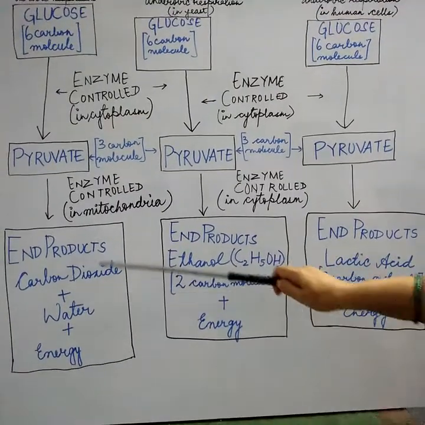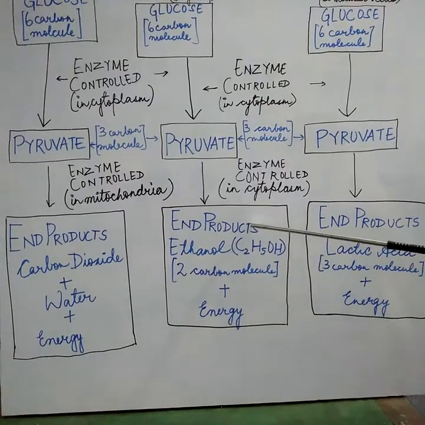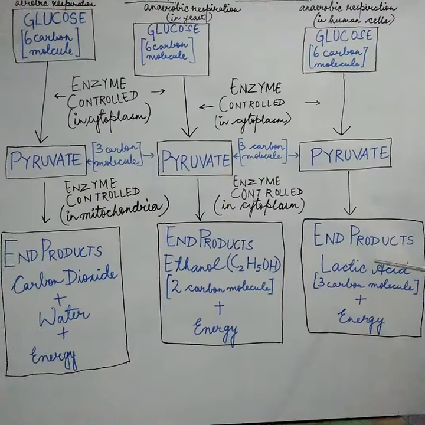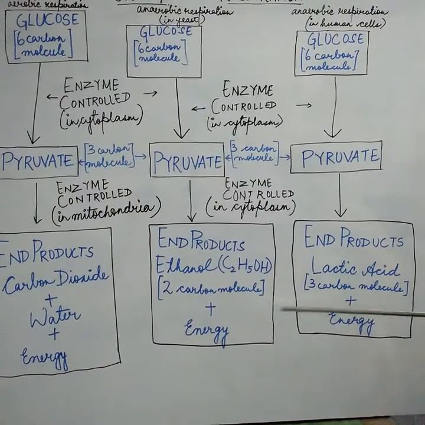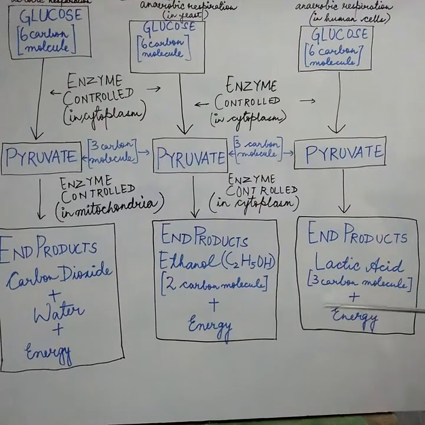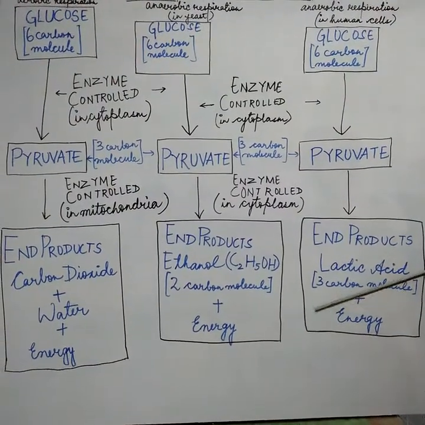But end products are different. In first, end products are carbon dioxide plus water plus energy. In second, end products are ethanol plus energy. And in third, lactic acid plus energy. But in both these pathways, very less amount of energy is released. Okay, children, I think you all have understood.